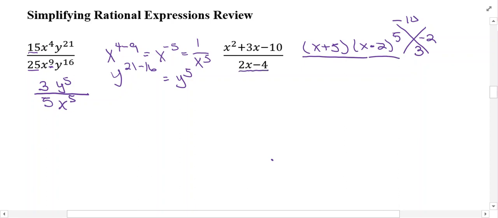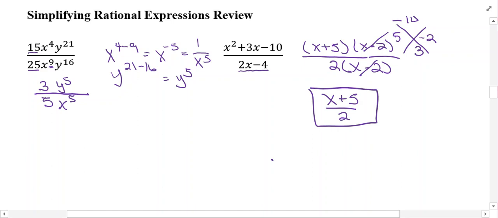For the denominator, we can factor out a 2. So I'm left with 2 times x minus 2. My final answer would be x plus 5 over 2. And that concludes the lesson for 4-1.